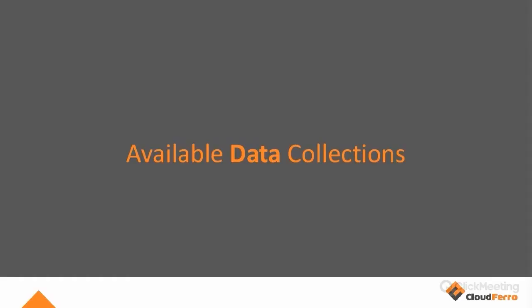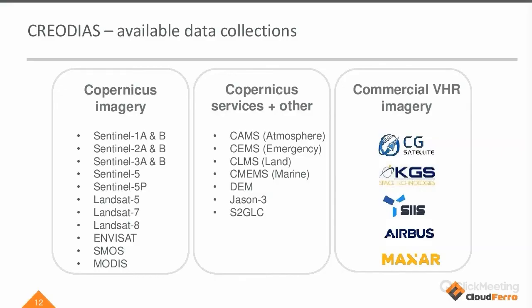But then I would like to focus now on available data collections, because this is really important thing, which is available in our cloud platform. So first of all, we have data sets coming from the Copernicus program. So all of the data sets coming from Sentinel mission, Landsat mission, and also from other satellite missions. We have access to Copernicus services, and also we have access to very high resolution commercial imagery. We are a distributor, we are cooperating with different satellite operators as CG Satellite, KGC from Kazakhstan, SIAS system, Airbus, and Maxar.